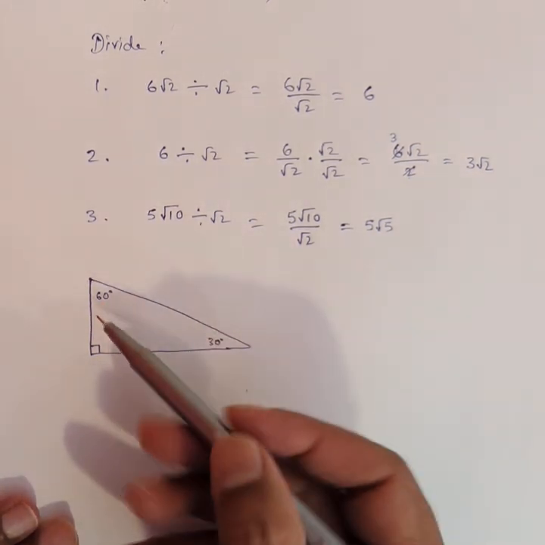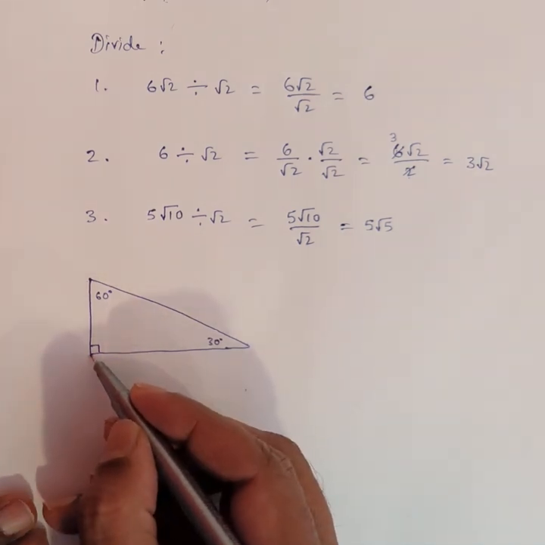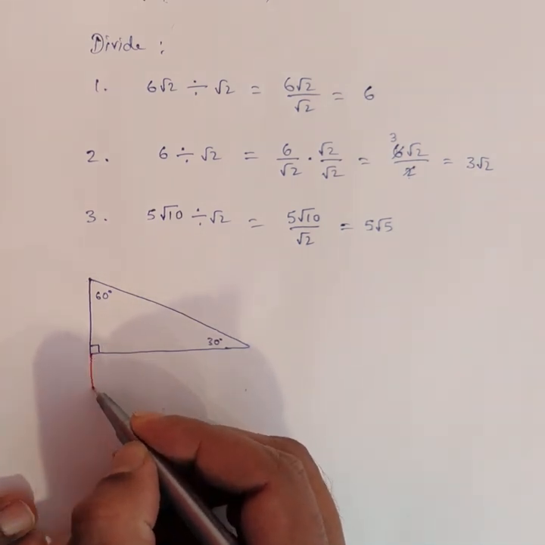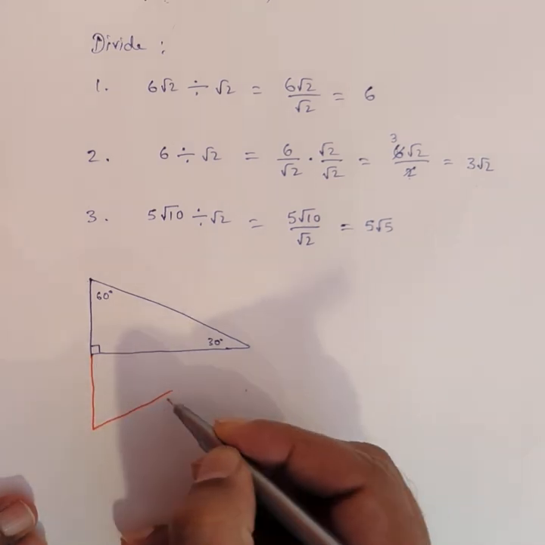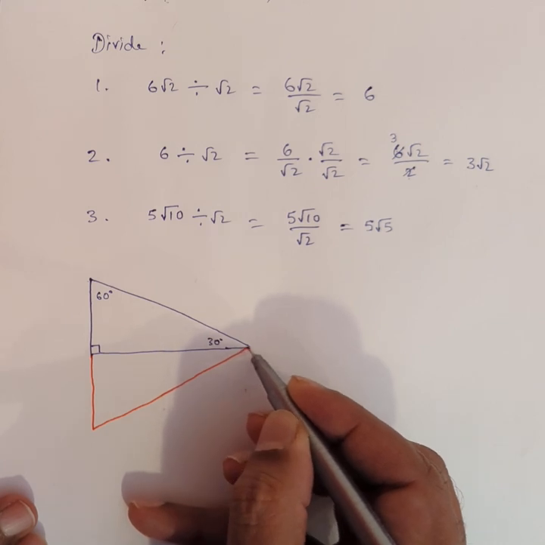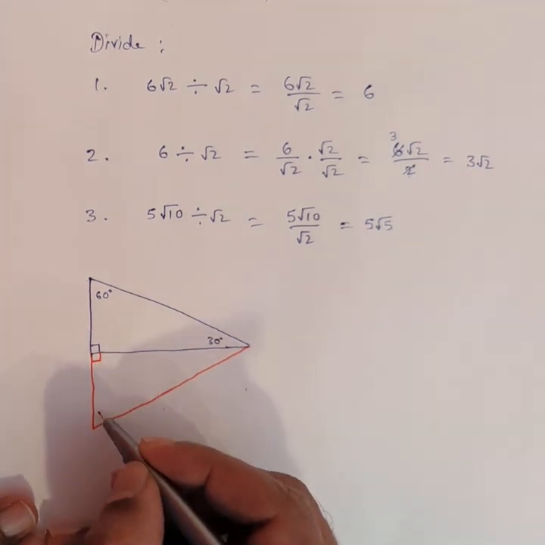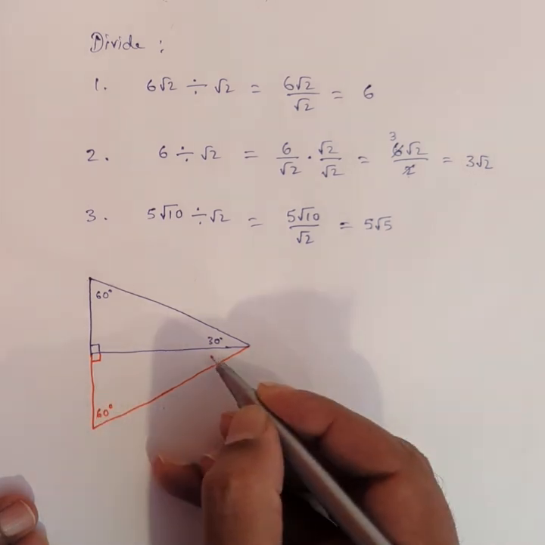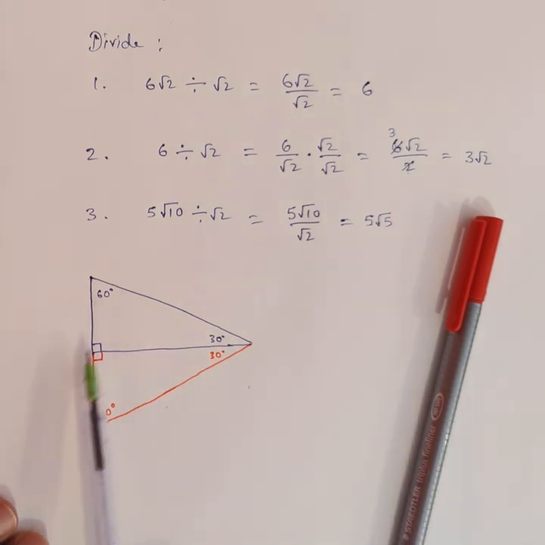And if you reflect this triangle over this base, you notice that the original triangle is half of an equilateral triangle. So that's what you get. So this is going to be 90 degrees, that is 60 degrees, and that is 30 degrees. So your original blue triangle was actually half of this equilateral triangle.